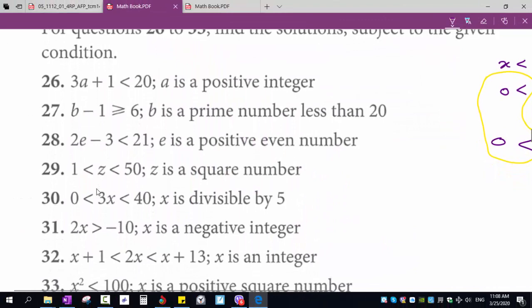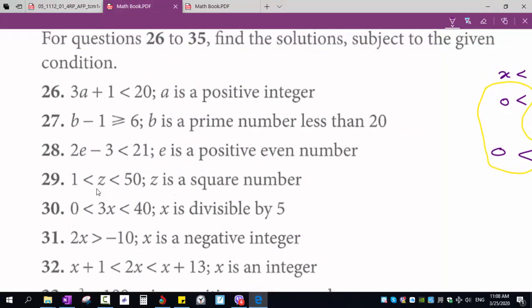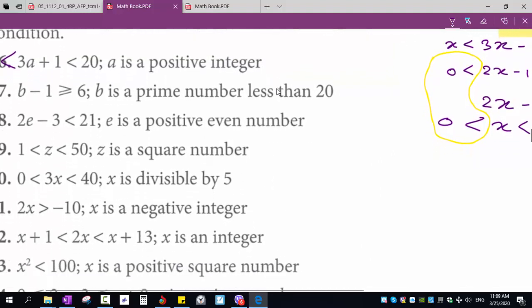Now this question is kind of a word problem, or it's a condition on the variable. 3a plus 1 is less than 20, while a is a positive integer. So if we put any negative here, the result definitely will be less than 20. The question wants the positive answer for this one. It means we have a greater than 0 on the side. Why? Because the question says a is positive. Now, 3a plus 1 is less than 20. Then to solve this, firstly we send the 1 to the other side.